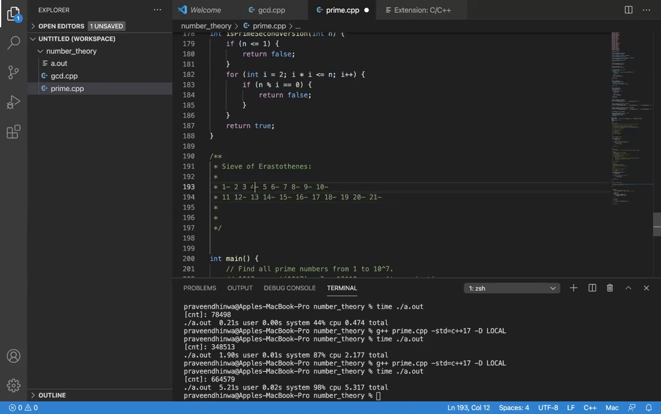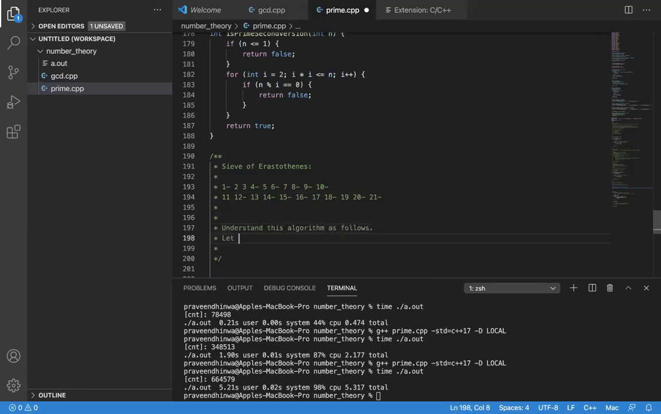Then you go to 4 and you see 4 is not a prime, so you don't need to do anything for 4. So you go to number 5. So 5 is prime. Then you mark out all multiples of 5. So you mark 10, 15, and then 20 and so forth. So what is the idea? You can understand this algorithm as follows.